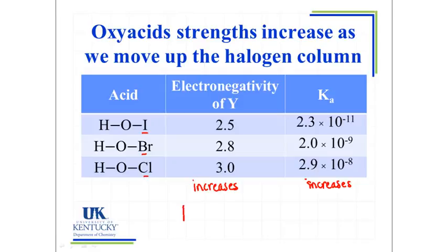If I look at a generic molecule, HOX, the increased electronegativity of X will pull electron density towards the X, and therefore shift the electron density of the molecule such that it weakens this bond here, and therefore it will be easier for that hydrogen to be removed.